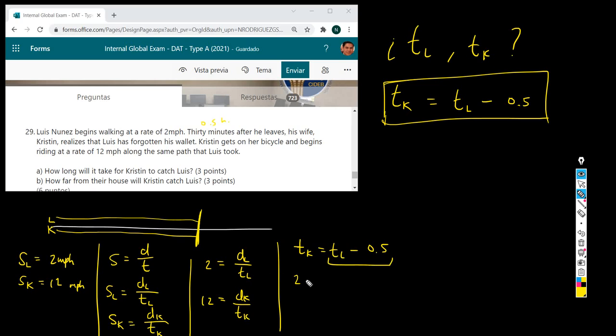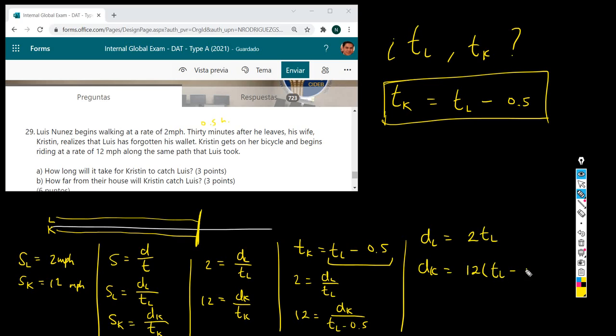I can do that. So I'm gonna write 2 equals dL over TL, and 12 equals dK over TL minus 0.5. Let's continue over here. I'm gonna isolate dL from this equation and dK from this equation, and you will get dL equals 2 times TL, and dK equals 12 times TL minus 0.5.